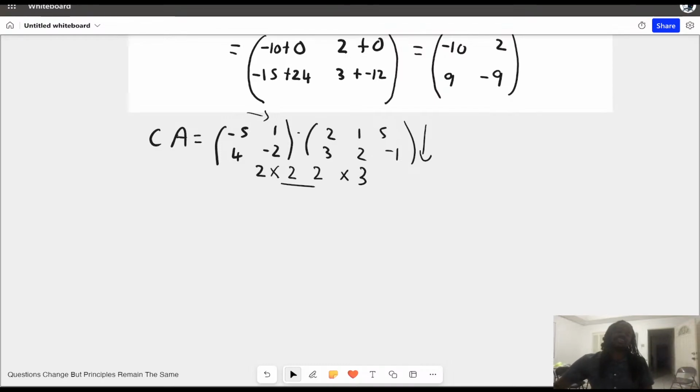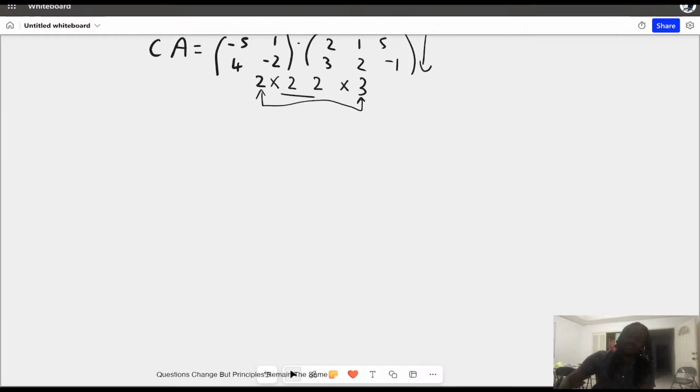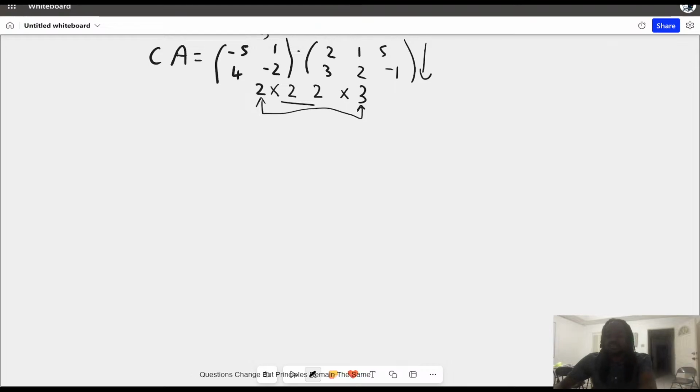Principles will never change. So every single thing that you see me doing here is the same way that you would approach any question that they give to you. It's just that for CSEC they like to give you tricky questions, but the underlying principles are not going to change. So the 2 middle numbers are exactly the same, and once the numbers in the middle are the same, then the ones on the outside will tell me what the order of the final answer is supposed to be. That means the final answer is supposed to be a 2 by 3 matrix.